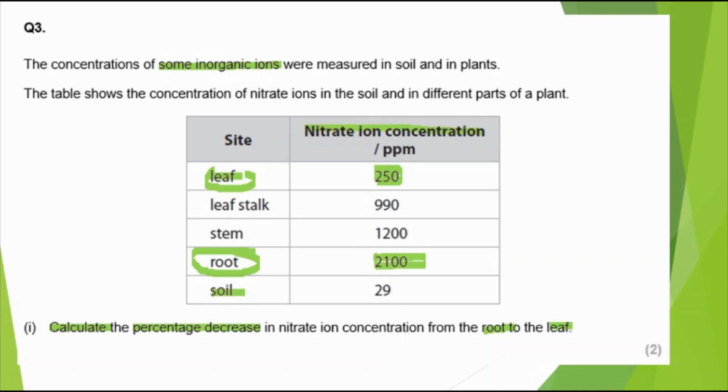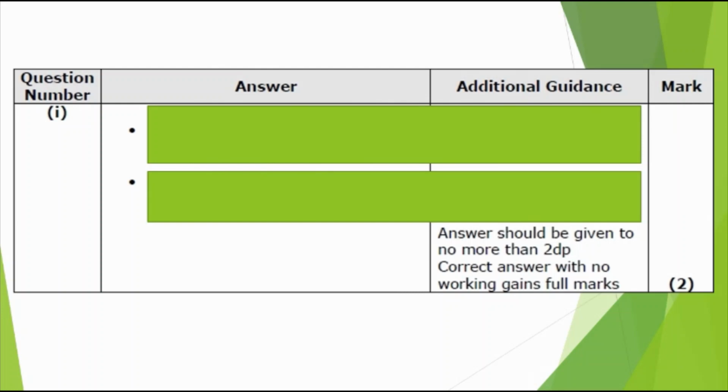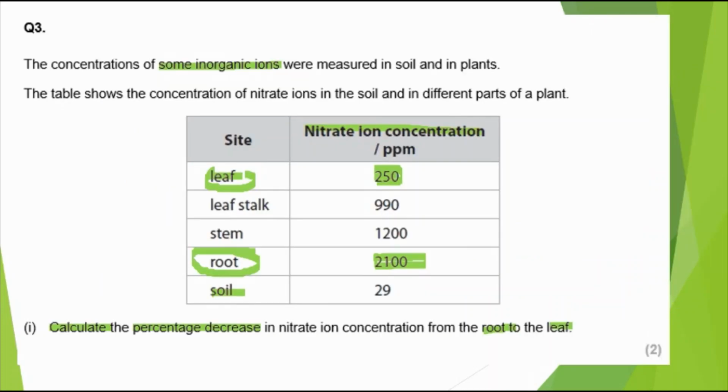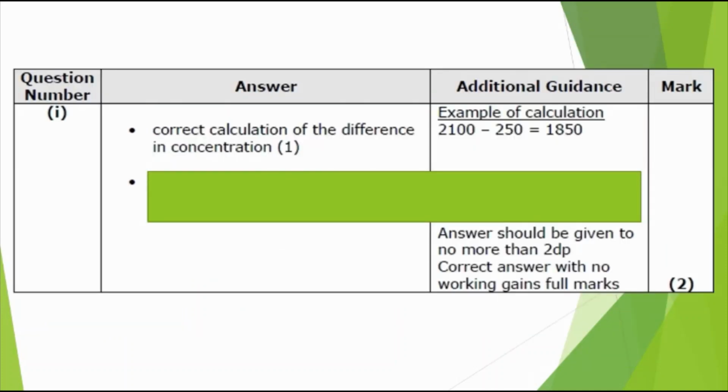Let's look at how we'd work this out. Firstly, we need to make sure that we've got the difference in the right place. So before we had our two numbers, 2100 and 250. If I want to do the change between the two, you have to do 2100 minus 250, and you should get this as your correct answer for the top part.